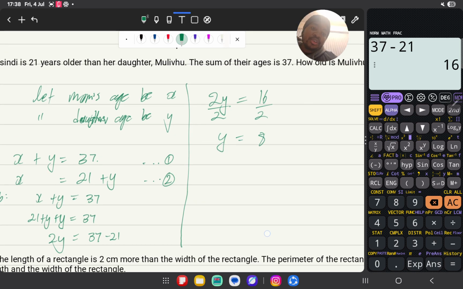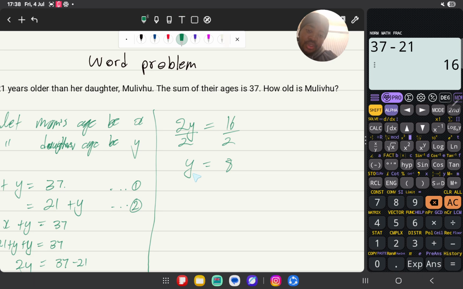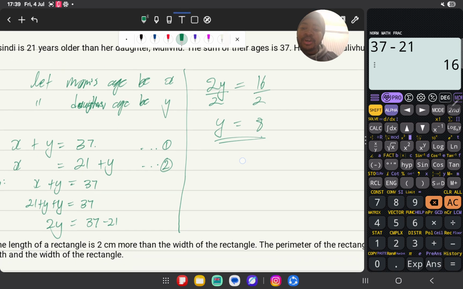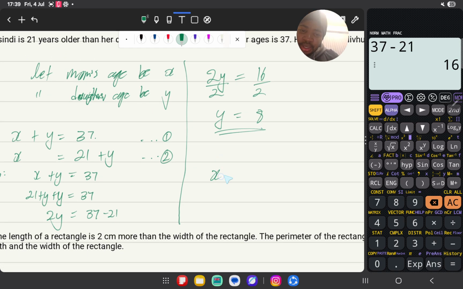And therefore, look, the question asks you to find how old the daughter is. So this is the daughter, because that's what you said Y is. That is the daughter's age, how old she is. If you want to find the mom's, you will just say X equals 21 plus 8. Remember, this is Y, and therefore the mother is 29 years old.